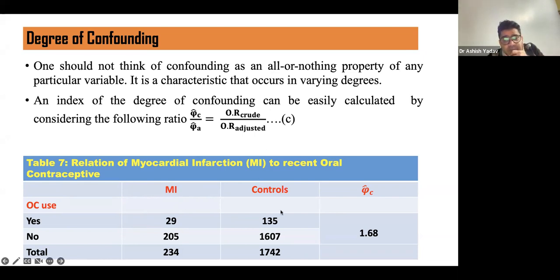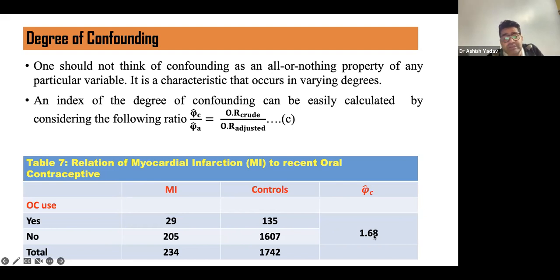This is another example. Here it has used the crude measure. Using the crude measure, 29 into 1607 divided by 135 into 205, you can calculate it and you will get the odds ratio as 1.68. 29 into 1607 will be the numerator, AiDi divided by BiCi. So you are getting a crude measure of 1.68.